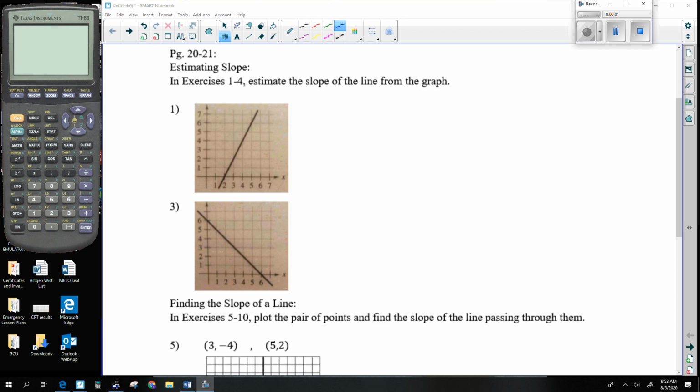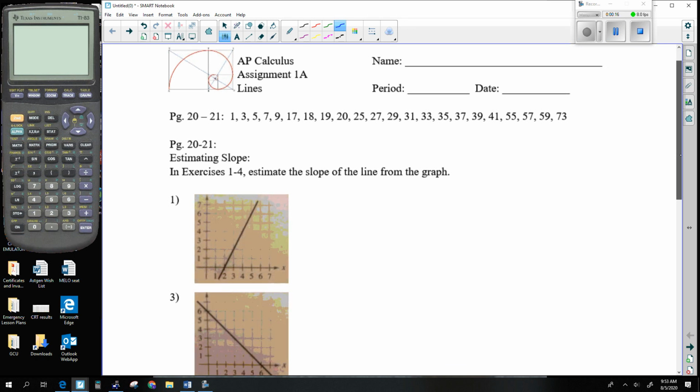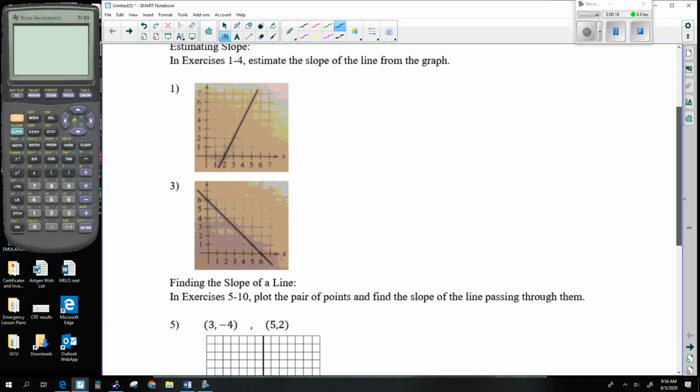All right, welcome everybody. This is Calculus Unit 1, Assignment 1A. This is dealing with lines. The assigned problems are up on the board. What I'm going to be doing now is going through the problems pretty quickly.